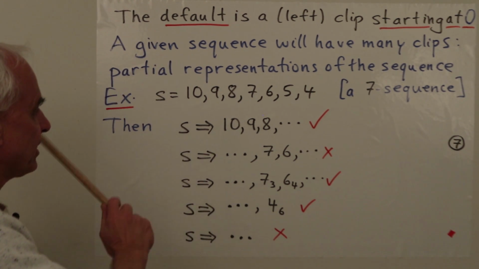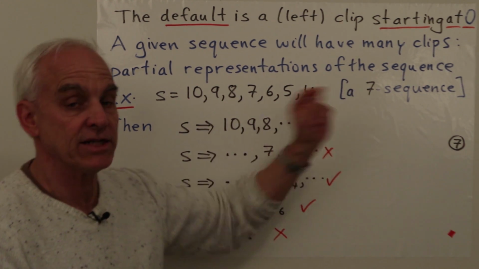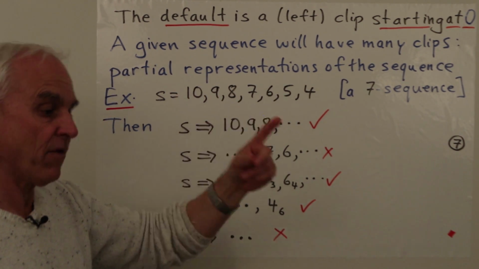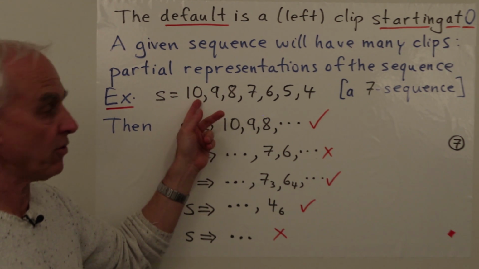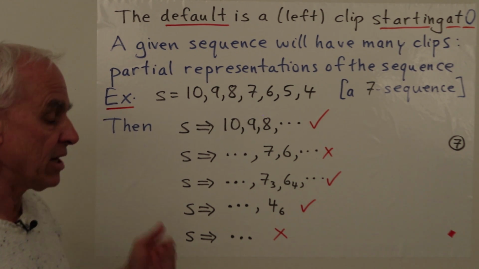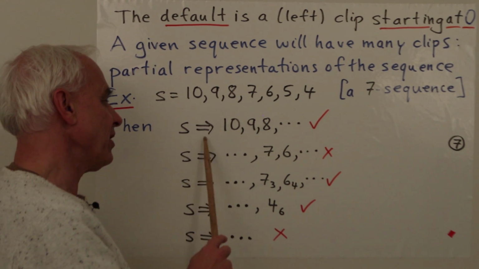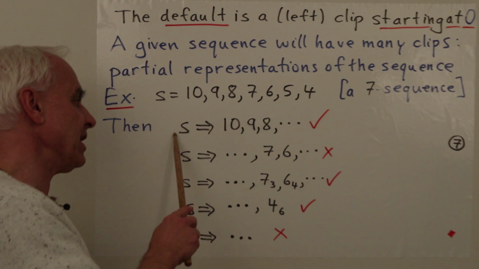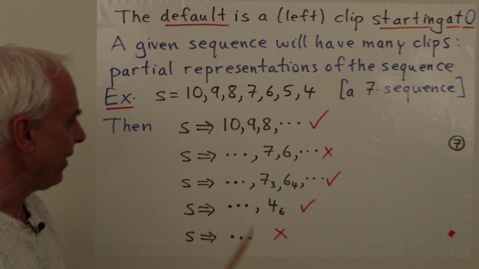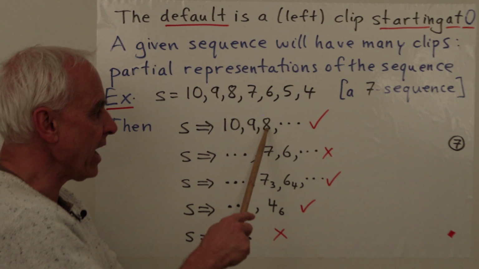So here's another example. Here's a sequence S, which is 10, 9, 8, 7, 6, 5, 4. We can see that there's 7 elements, so this is a 7 sequence. And there's no indices at all, so the default is that it's starting at 0. This is the 0th one, the first one, second one, and so on. Okay, so this sequence has a number of clips. And we're going to introduce this terminology to express the idea that a given sequence is represented by a clip. Okay, so S is represented by this clip, 10, 9, 8, 3 dots.